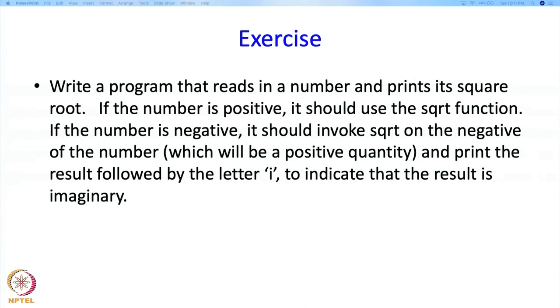So an exercise: write a program that reads in a number and prints its square root. If the number is positive, your program should use the square root function. If the number is negative, your program should invoke the square root function on the negative of the number. So that will be a positive quantity, therefore you can invoke square root on it. And so you should print the result followed by the letter I to indicate that the result is imaginary.